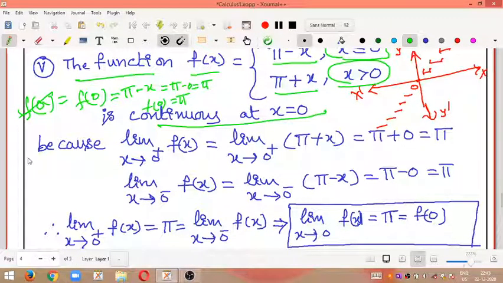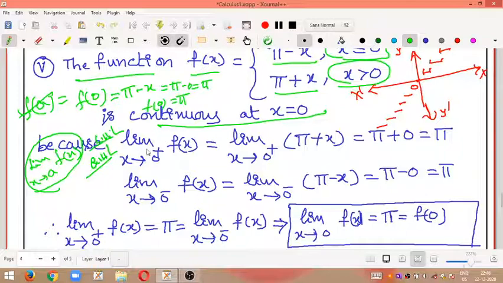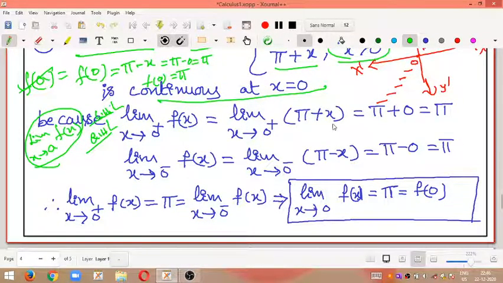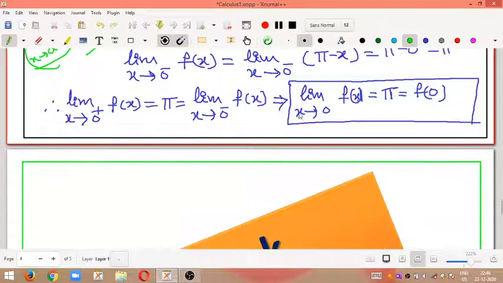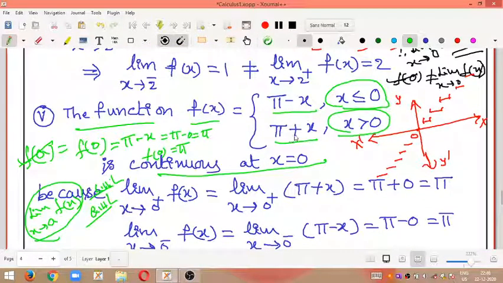Second condition is what? Limit as x tends to a of f of x, whether it exists or not, we want to check. So for this purpose we want to check left hand limit and right hand limit. Right hand limit: limit as x tends to 0 plus f of x. 0 plus means greater than 0. So in this function, greater than 0 we want to check. Greater than 0 means pi plus x. So function value is pi plus x. While applying the limit as x tends to 0, pi plus 0 is equal to pi.